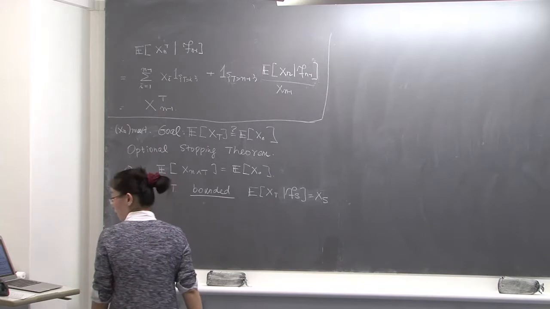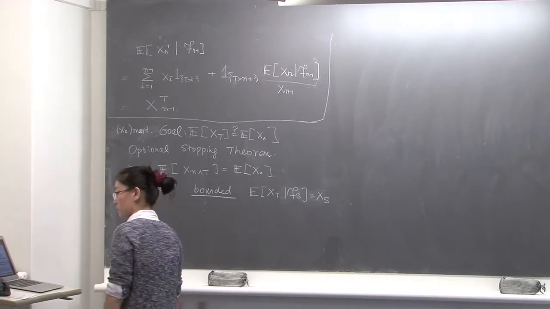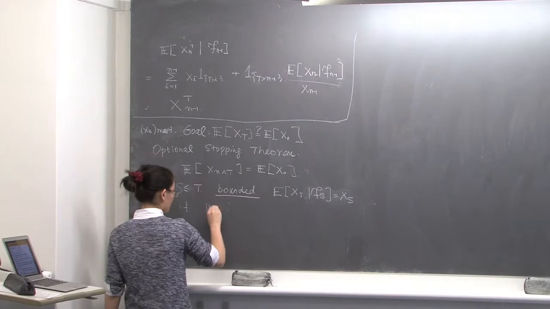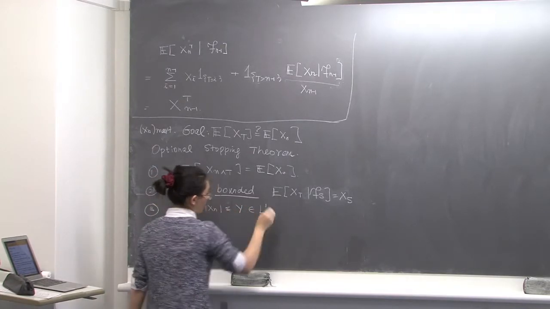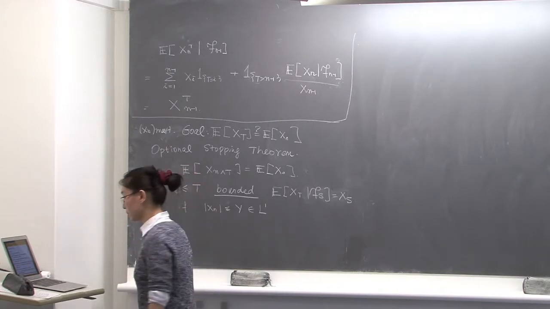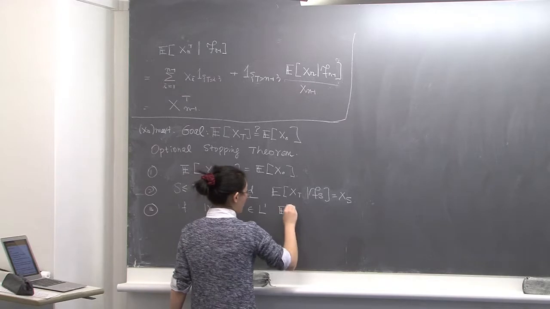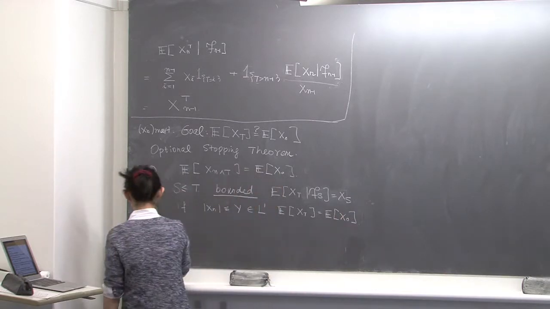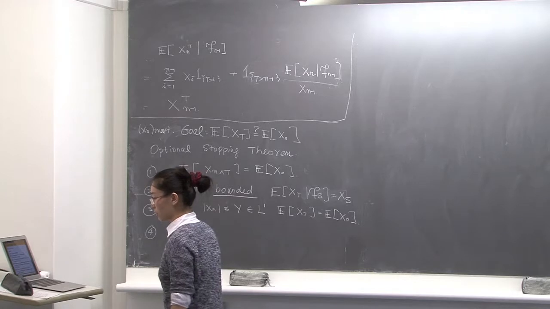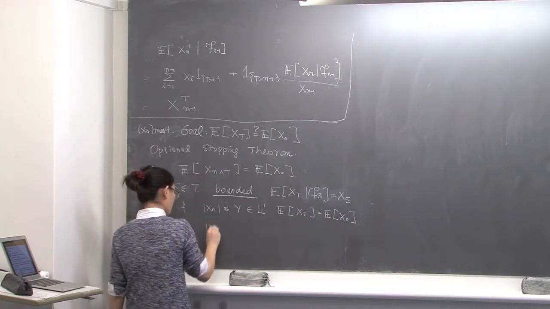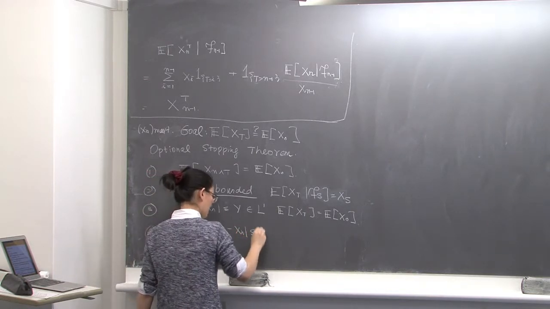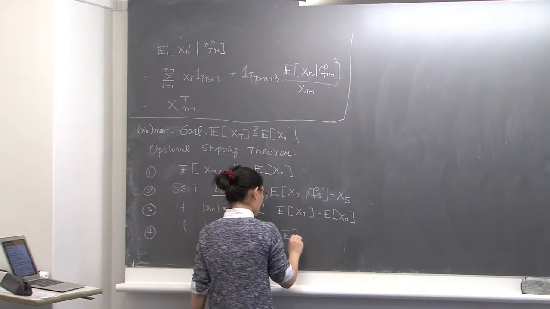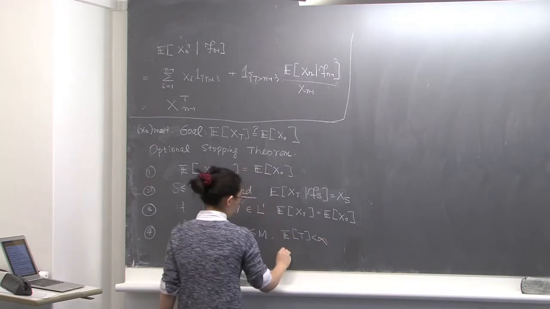The third one is, if this sequence is dominated by a random variable y, then we also have this relation. And the fourth criterion is, this sequence of random variables has bounded increments, so the increments of this sequence are bounded by a constant, and the expectation of this stopping time is finite. Then we still have this relation.